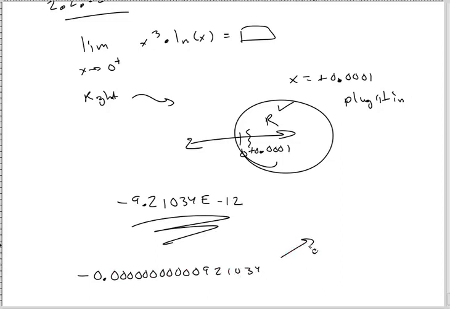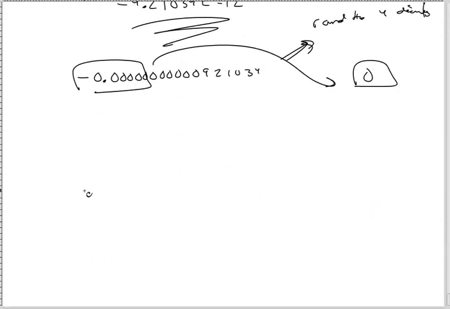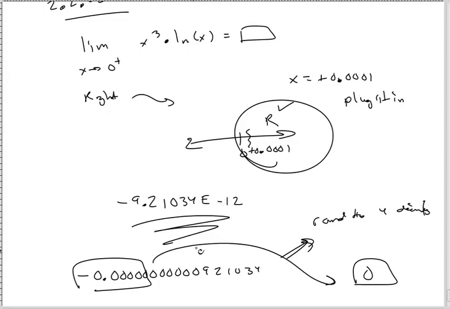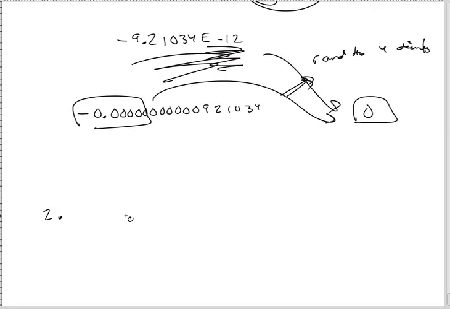Okay, take this value and round to 4 decimals. That's a pretty healthy number, right? Round to 4 decimals. What's your answer? It's 0. Hey! You did not have to go and do all that. Yeah, you have to plug it in, but you don't have to go through all this. If you see this right here, it's 0.